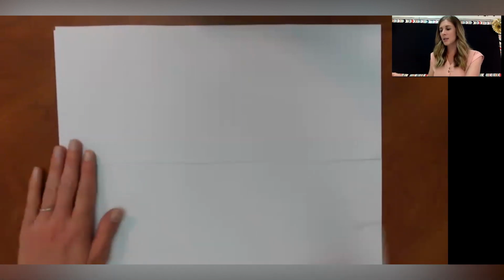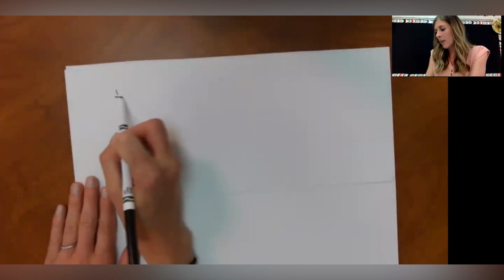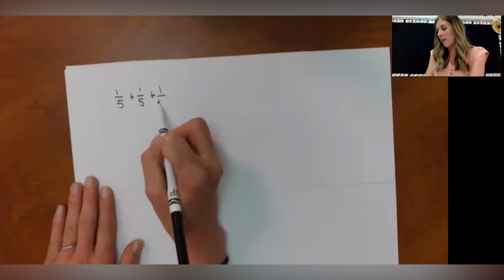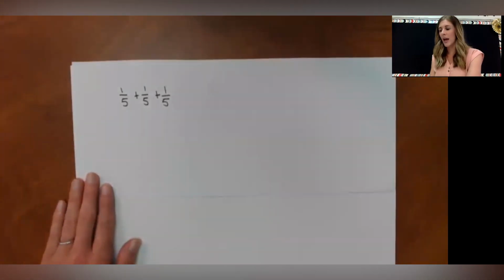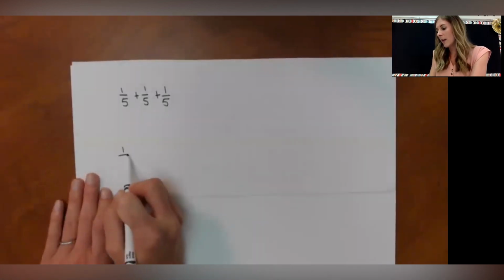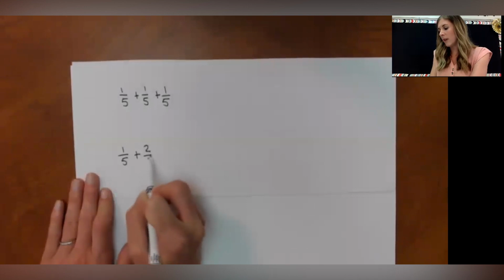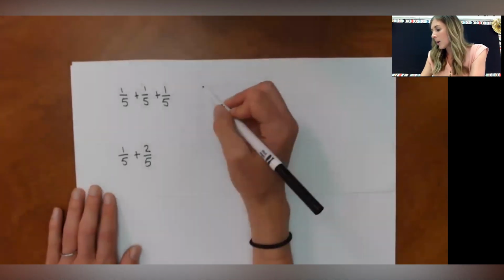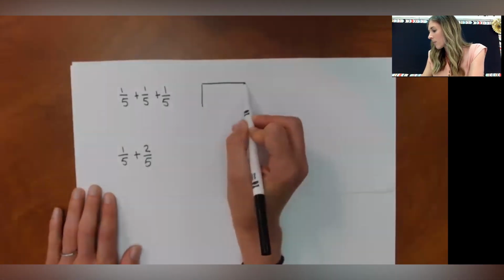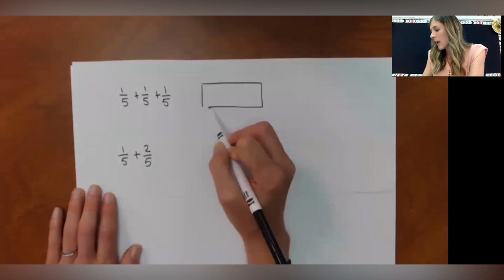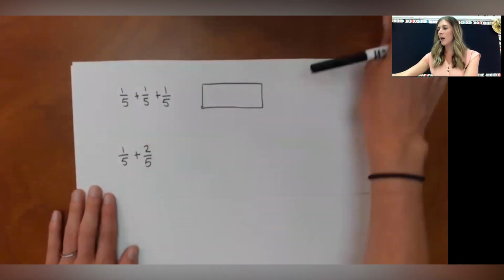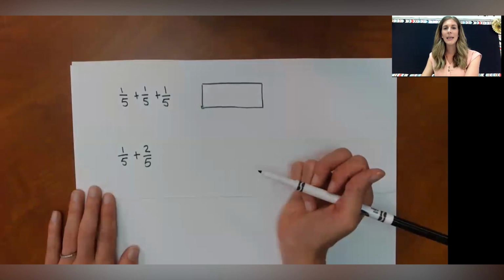So let's look at this expression. Let's look at 1/5 plus 1/5 plus 1/5. That's one of the expressions we're going to look at, and the other expression is 1/5 plus 2/5. So let's look at how we could model these with a picture. I'm going to draw a rectangle, and I want you to think about if I was going to model this 1/5 plus 1/5 plus 1/5, how many equal parts do I need in my model?